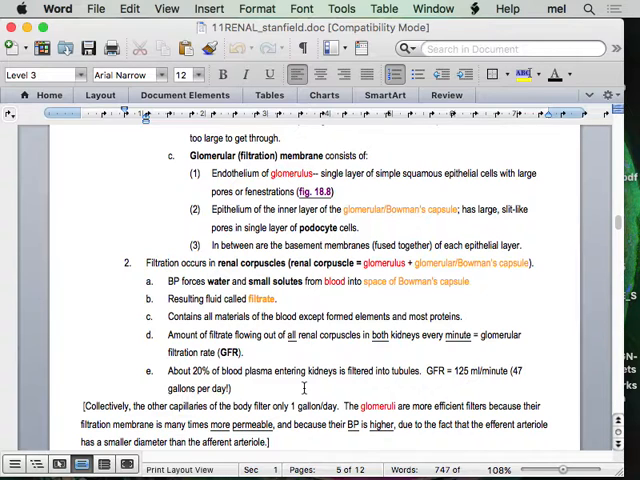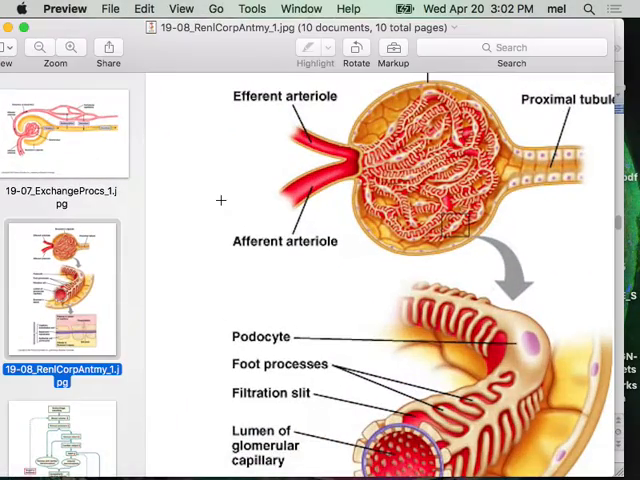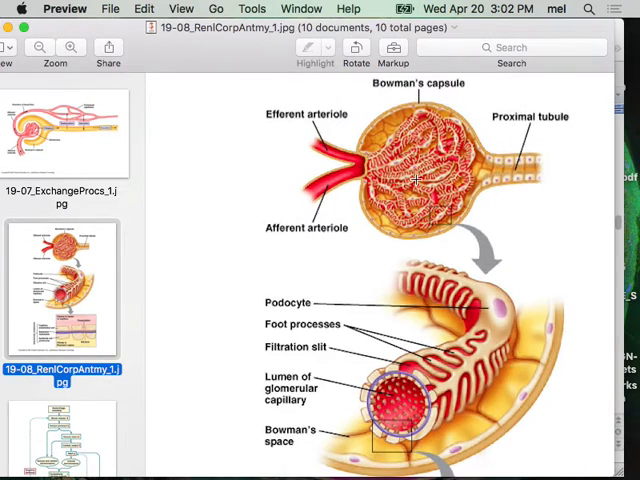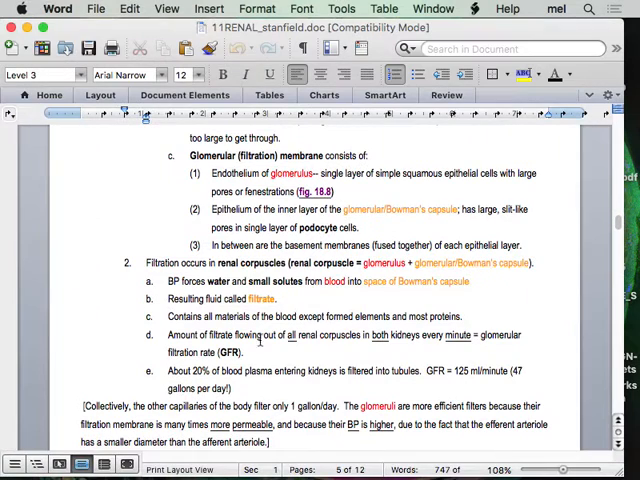So this is the pitcher and this is the catcher, right? Okay, so by the way, there is a name. I don't know why they thought you needed another name for things, but when you put the Bowman's capsule and the glomerulus together, they call this the renal corpuscle. So that's the site of filtration in the kidney, both the pitcher and the catcher. Okay, so the GFR is really impressive. The amount of water in here is probably about 125 milliliters, but that is per minute. 125 milliliters per minute. That's how much is filtered out.